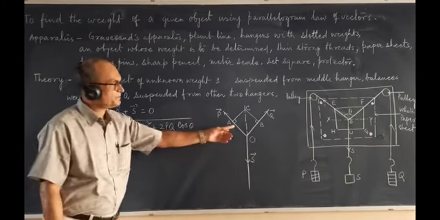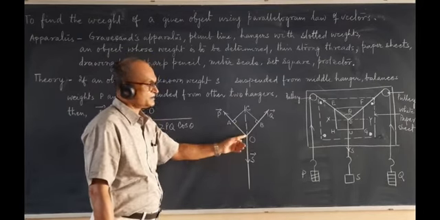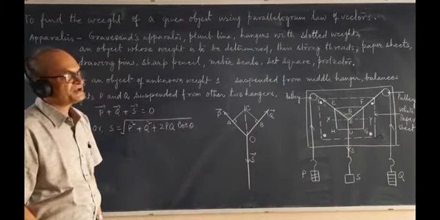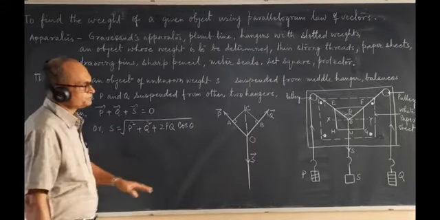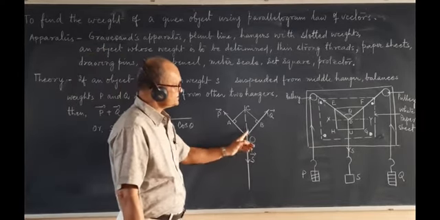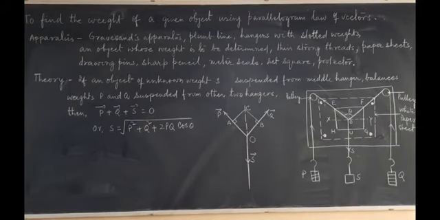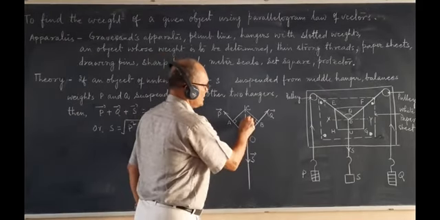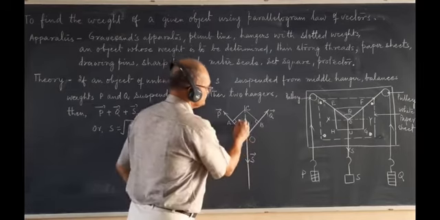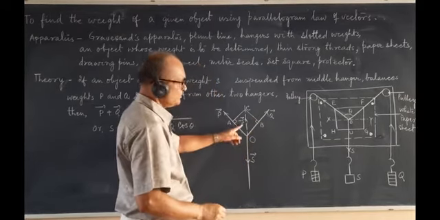Suppose P, Q and S, these three vectors act at a point. In the balanced condition we know that P plus Q plus S equals 0. This OC is the vector opposite to this, minus S.